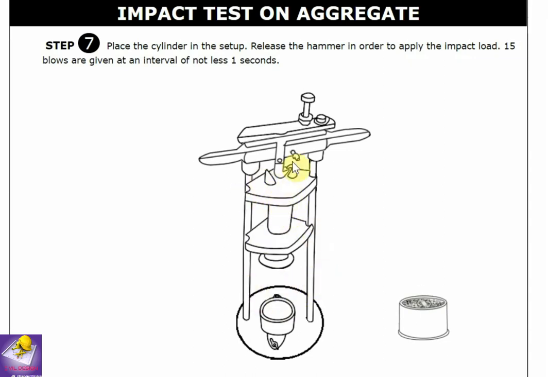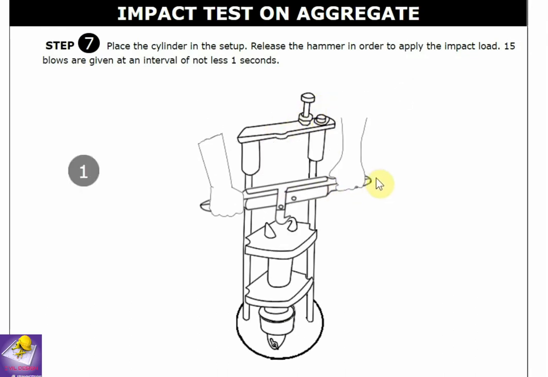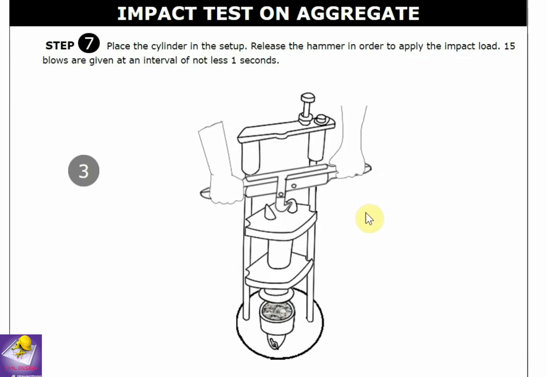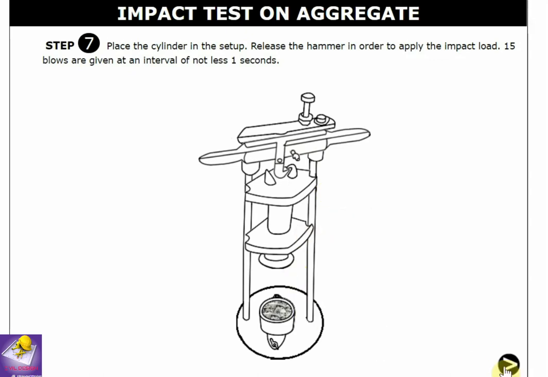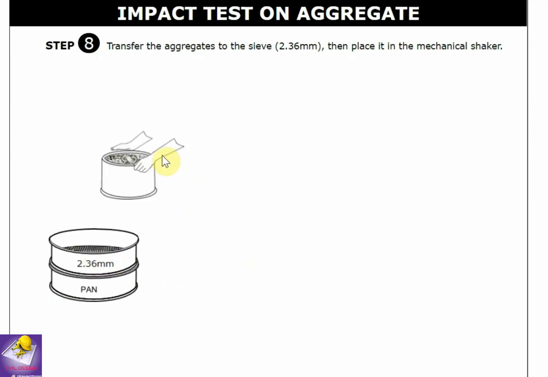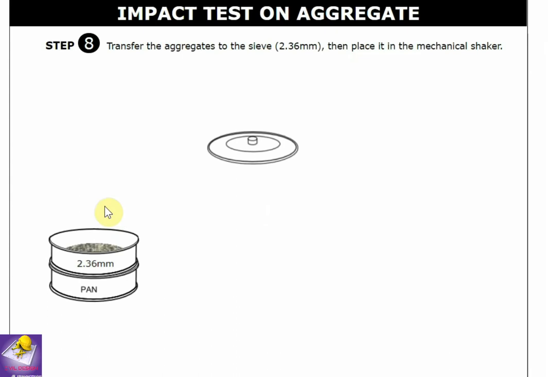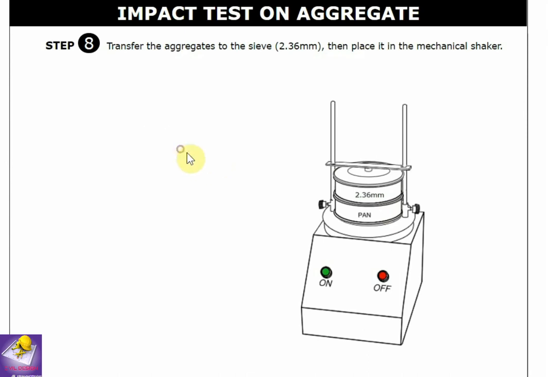This is the hammer, and there is a lock. The lock is opened and release the hammer like this. 1, 2, 3. The 15 blows are to be counted. This is the 15 blows. Now the pan and 2.36 mm sieve are placed here, the aggregate is placed here and sieved by the mechanical sieve shaker.